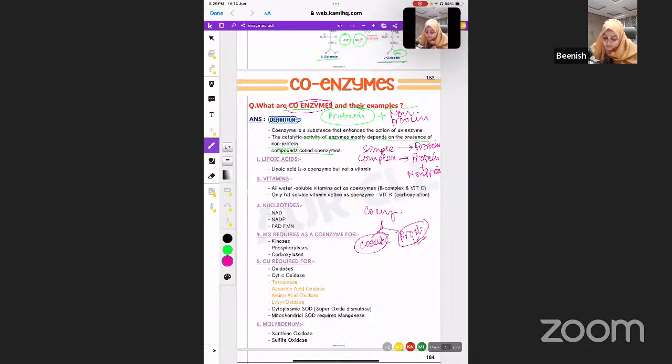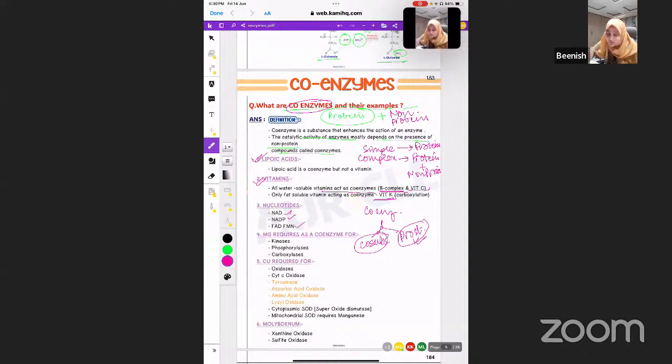Let's have a look at the examples that are given here. See the first one, it says lipoic acid. The others are vitamins, all water soluble vitamins. They act as coenzymes, like the B complex vitamins, like I told you, and vitamin C. The only fat soluble vitamins that are going to have a coenzyme role are your vitamin K, D, and FMN.